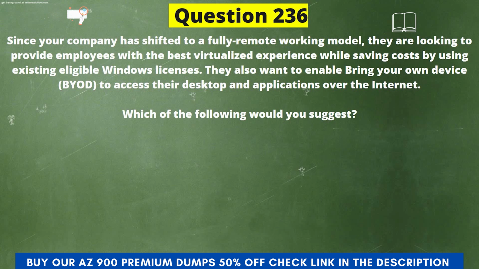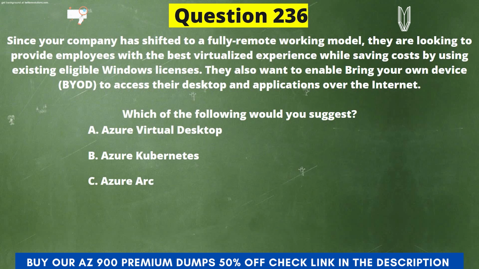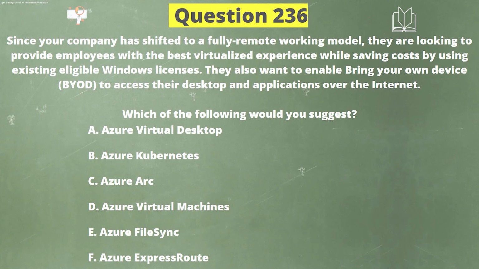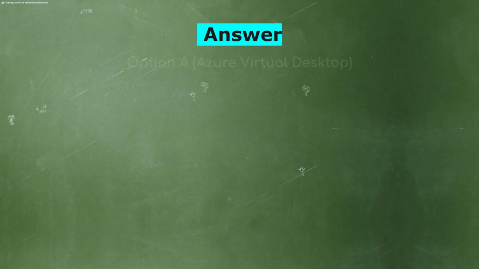And the options are A. Azure Virtual Desktop. B. Azure Kubernetes. C. Azure Arc. D. Azure Virtual Machines. E. Azure File Sync. F. Azure ExpressRoute. And the correct answer is option A.